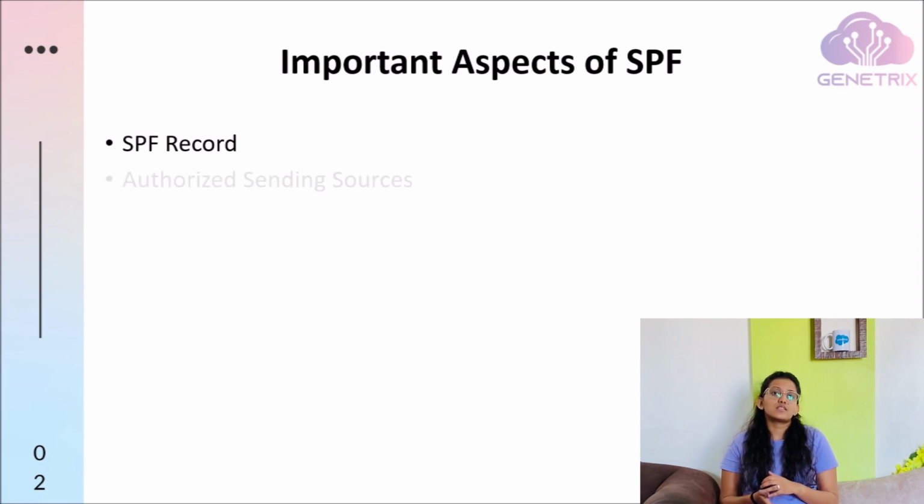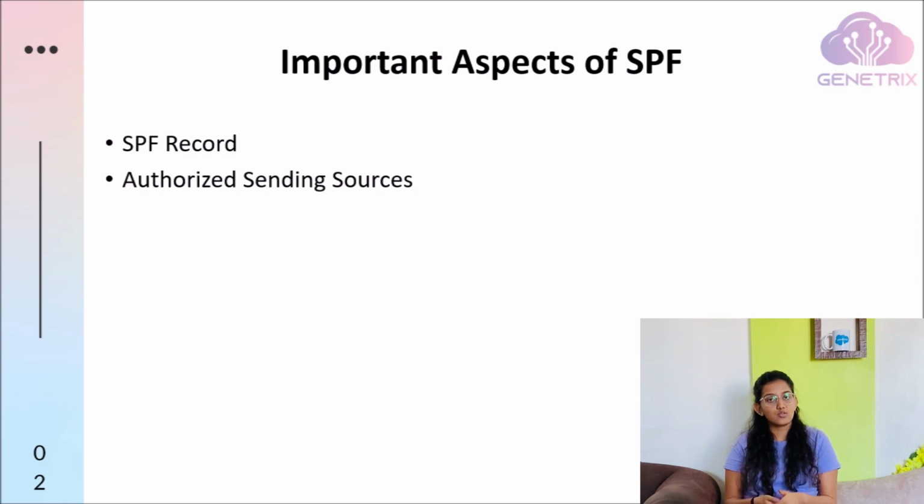Next is the authorized sending sources. Identify and include the IP addresses or host names of email servers that are authorized to send email on behalf of your domain in the SPF record. This ensures that legitimate email sources are properly authenticated.